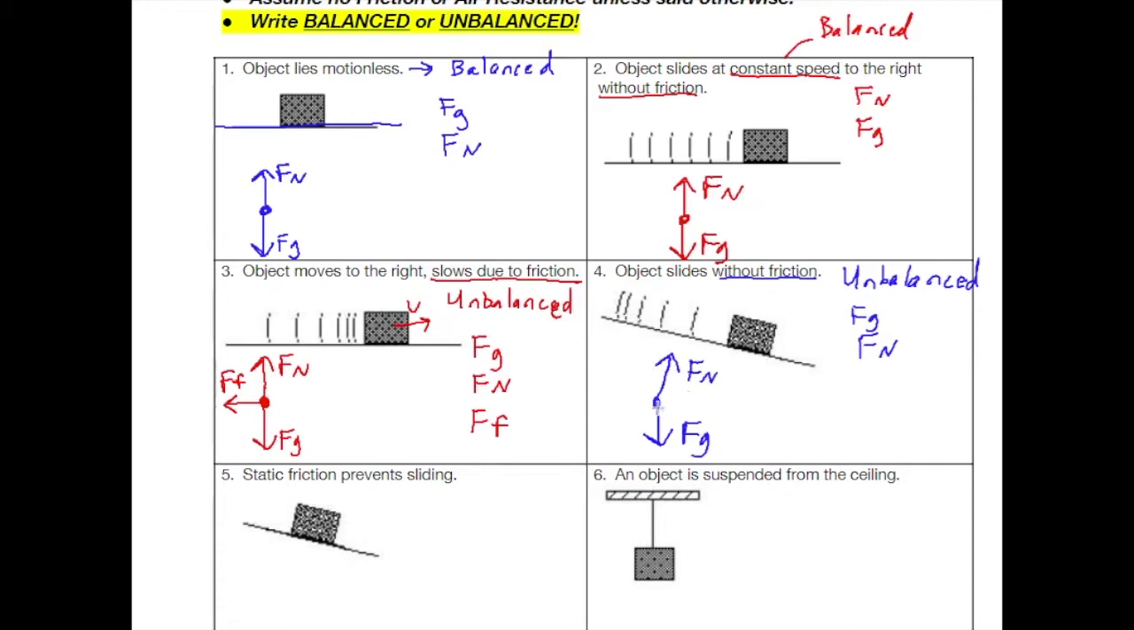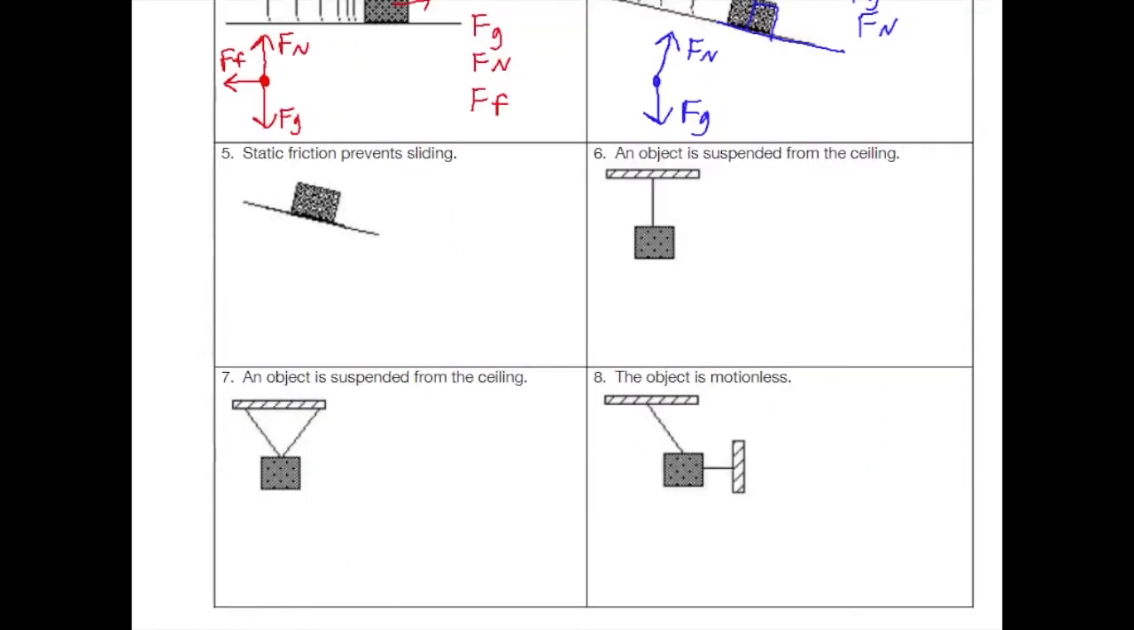So in this case, force normal is now at an angle because perpendicular means that it forms a 90-degree angle with the surface. Number 5 says static friction prevents sliding. So this box is still and at rest, therefore forces are balanced. And it also tells us that friction is present. So listing our forces, we have gravity, we see a surface, we have normal, and then we also have force friction.